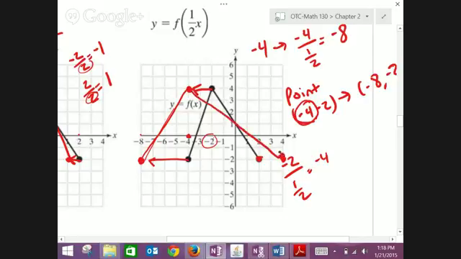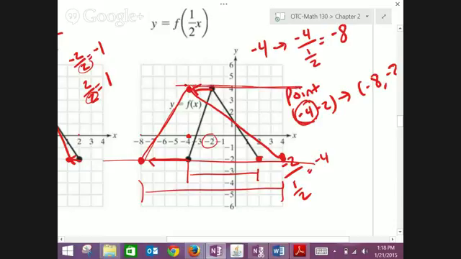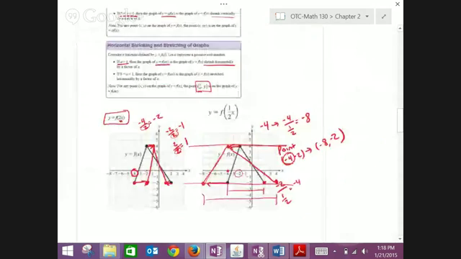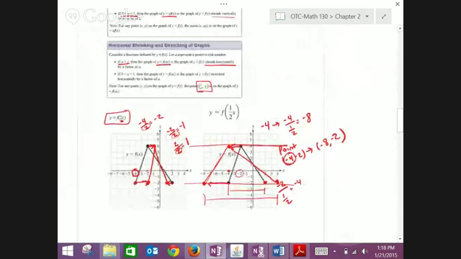If you notice here, the range was from minus 4 to 2, and now it's minus 8 to 4. The range increased by a factor of 2. The domain did not change at all. The domain's still the same. The lowest point to the highest point is still the same. Any questions on that? We'll do an example where the domain stays the same, but the range changes, right?